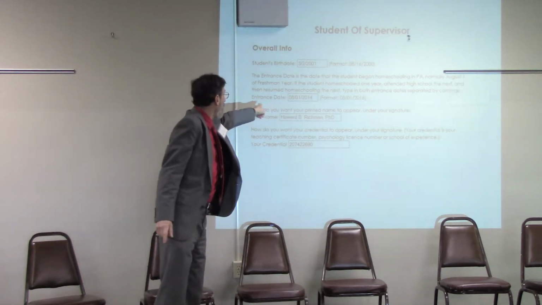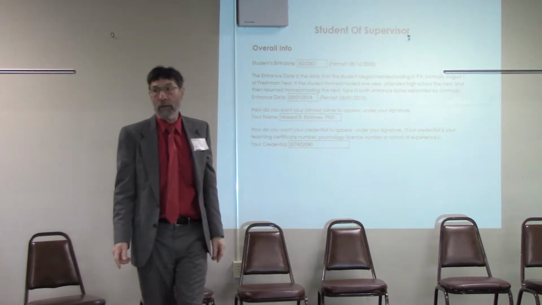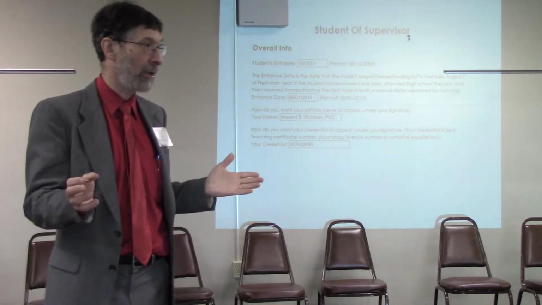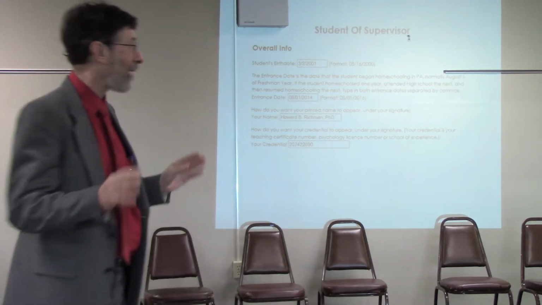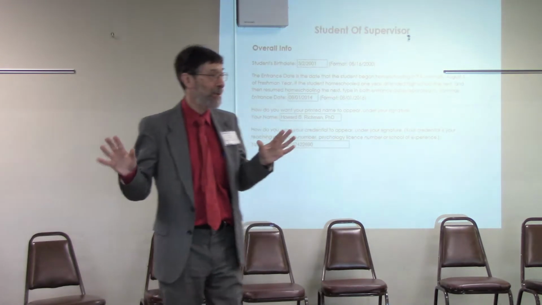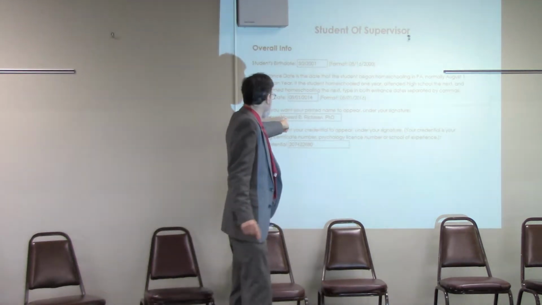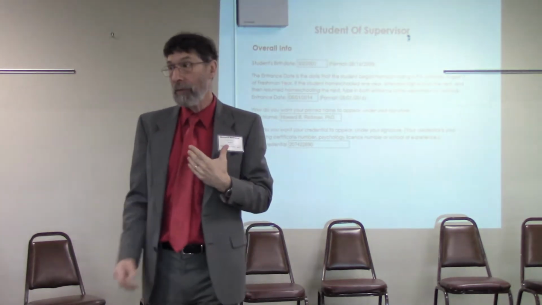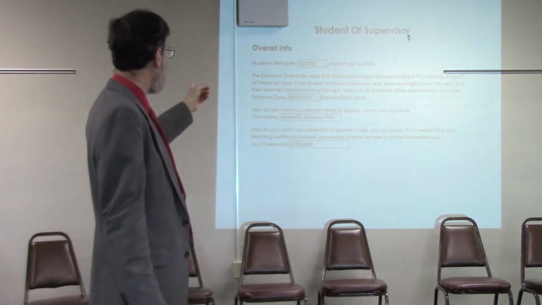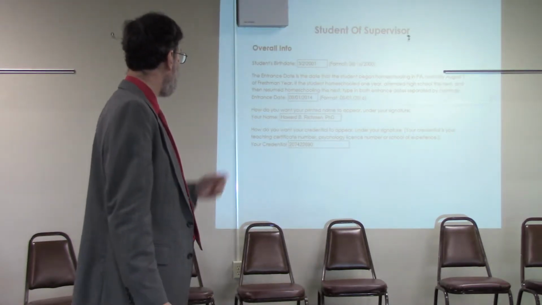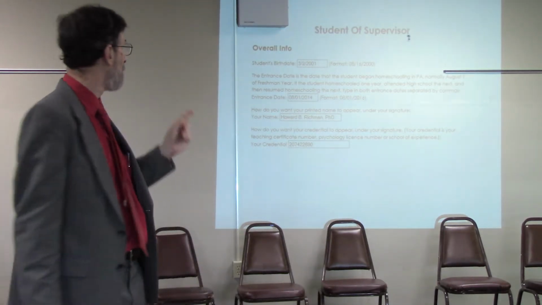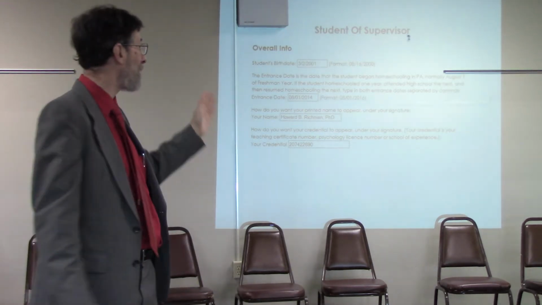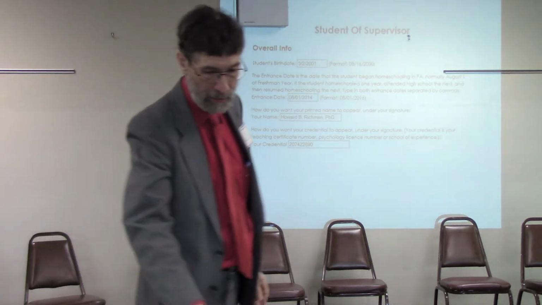See? Okay, entrance date, this is the entrance date, and this is a student who's graduating in 2018. Student of supervisor is a senior this year. I don't know which ceremony she is going to participate in, but she's a student this year. Now, the next things are things you only have to enter once, the very first time you come into the program. How do you want your printed name to appear under your signature? And this is how I want my name to appear, Howard B. Richman, comma, PhD. And how do you want your credential to appear under your signature? And you enter this once, and it appears from then on.